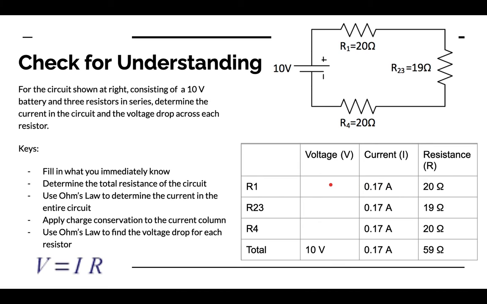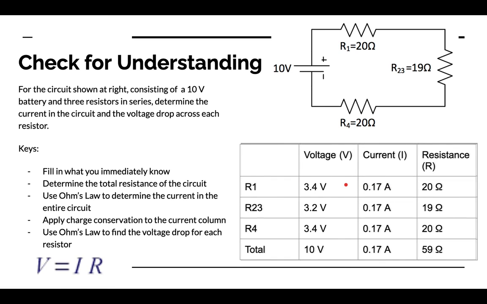And then lastly, we can find our voltage across each resistor by taking 0.17 amperes and multiplying it by 20 ohms, okay? So for the first row, 0.17 times 20 ohms gives us 3.4 volts for R1. 0.17 times 19 ohms gives us our voltage drop across R23, 3.2 volts. And then R4 has the same voltage drop as R1 because it has the same resistance and same current as R1. And then lastly, we can add up these three voltages to see again that we get 10 volts outputted of our circuit equal to 10 volts inputted by the battery.